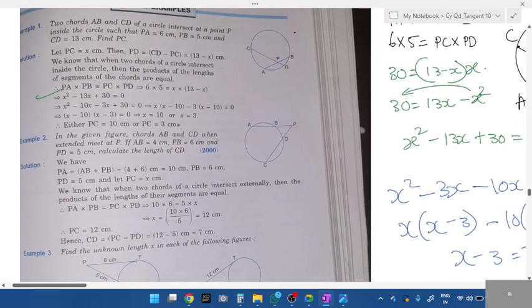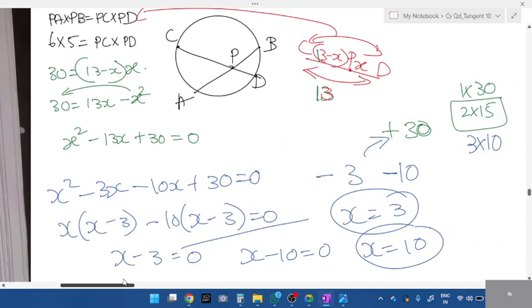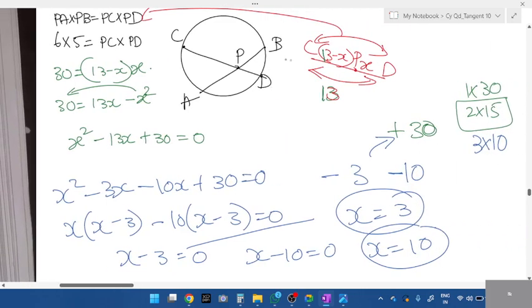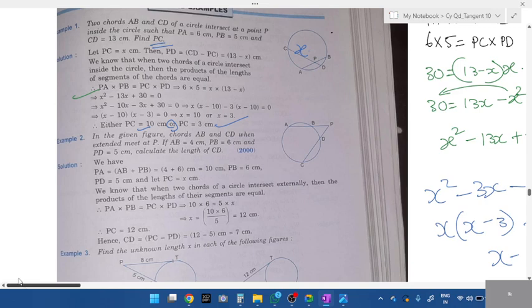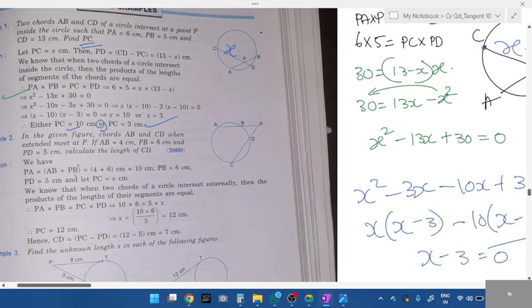Can you see the answer? 3 or 10? Okay, they asked us to find PC, students. Whatever they ask us to find, you can assume that as x. PC is equal to 10. Okay, I have assumed it in a different way. Remember, when they ask PC, assume PC as x. The other one, PD, will be 13 minus x. You can solve it like this. Yeah, go through this, students. I've explained. Just go through the calculation of what they've done.